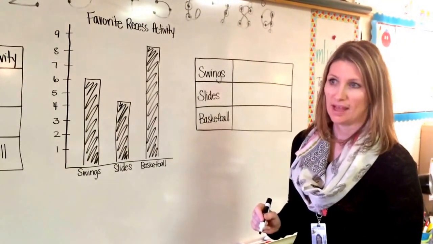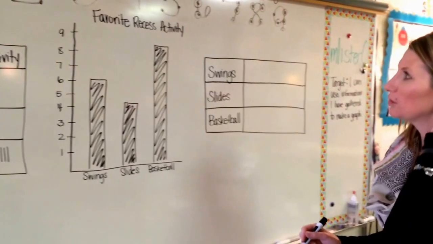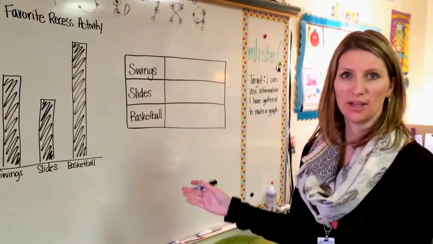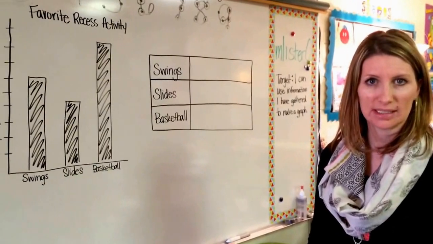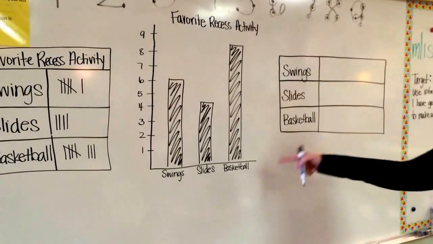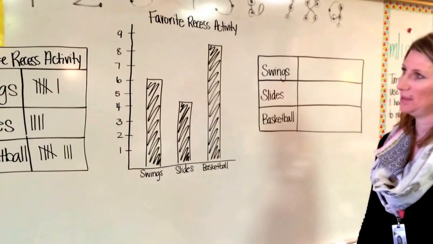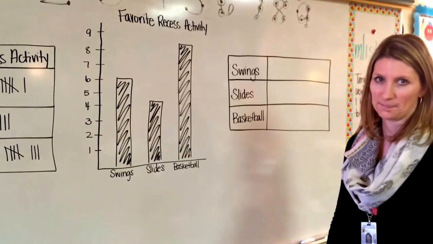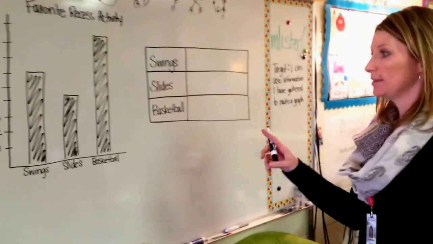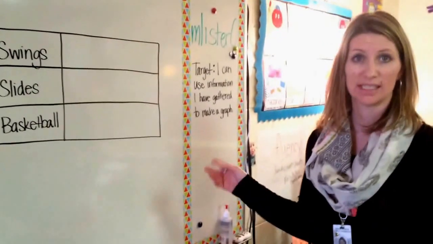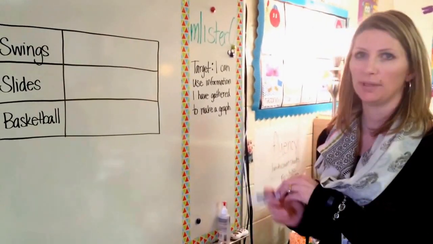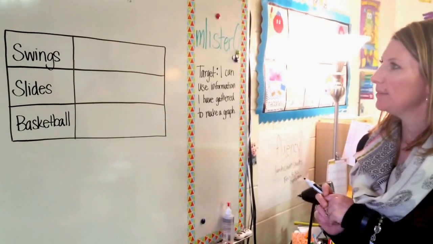talking about. And like one of my students told me earlier, you could clearly see what the favorite activity is. And that's what I love about graphs, is I can clearly see that the favorite thing to play at recess is basketball. Okay? So that's a bar graph. We can also make a pictograph using the same information, but we can display it differently. So I'm going to do that.